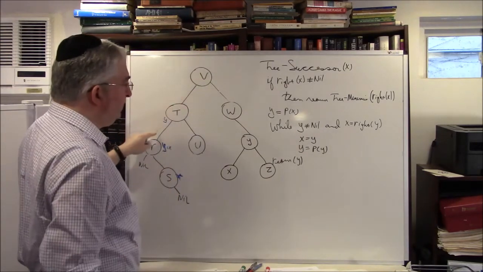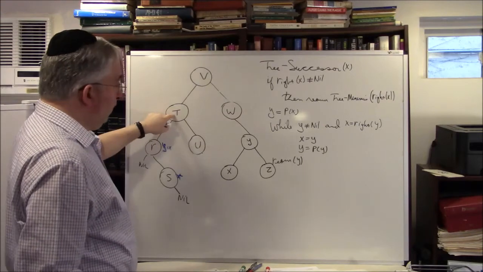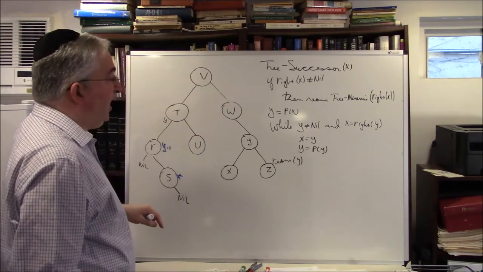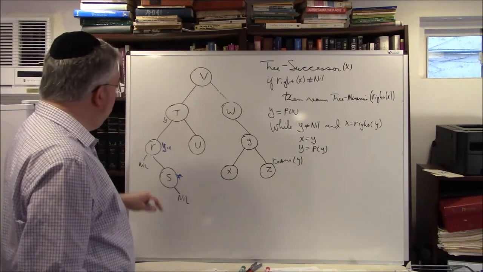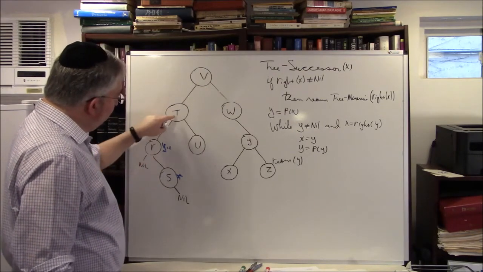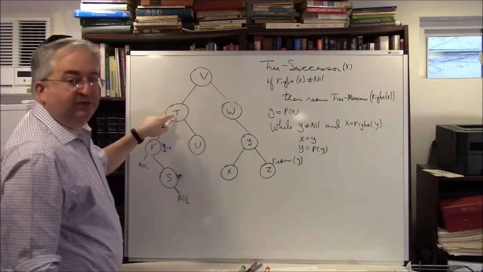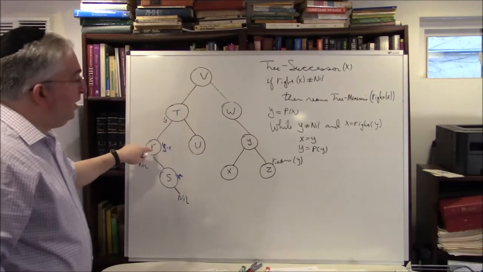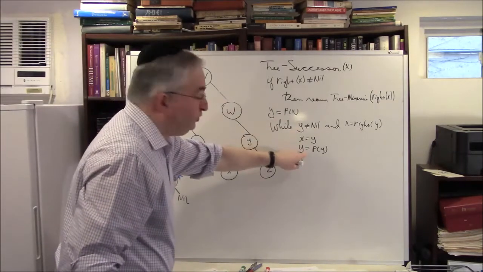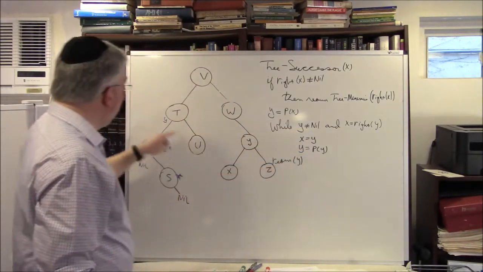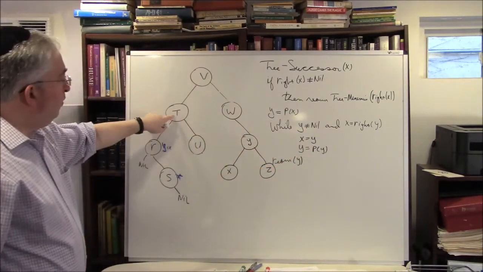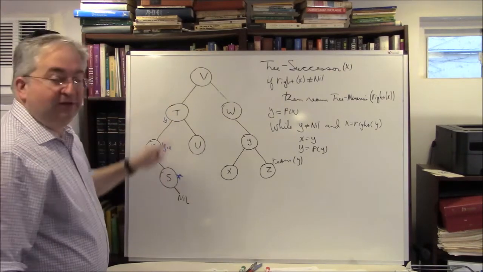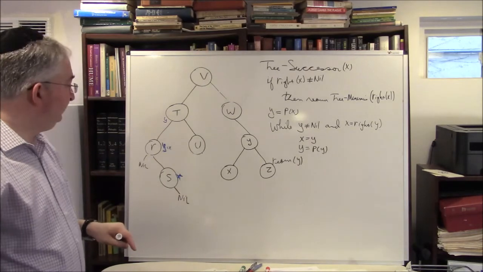Now let's go through this. While y is not equal to nil, no, y is equal to t. It's not equal to nil. And x is equal to right of y. No, x is equal to left of y. This fails. x is equal to left of y. Okay, so conclusion, we don't do this anymore. We go here and return y. Okay, y is t. The successor of s is t. So that works.